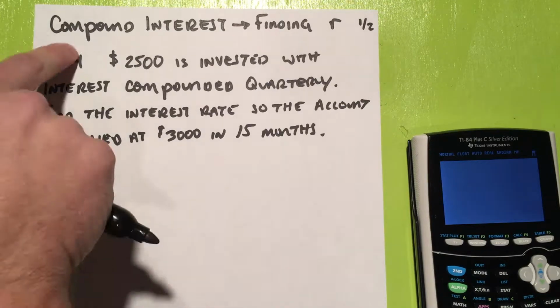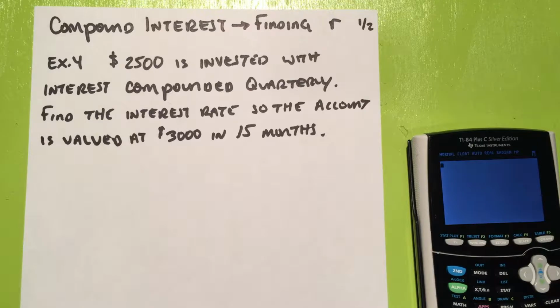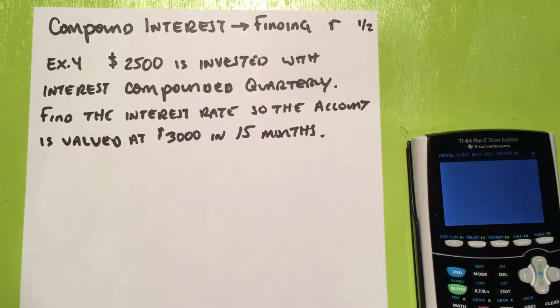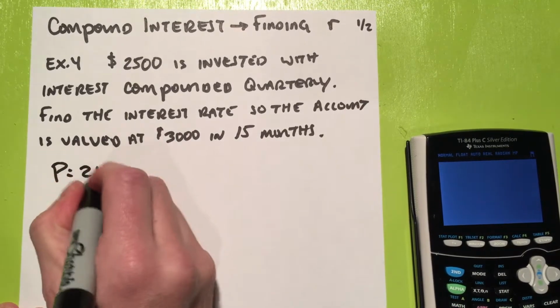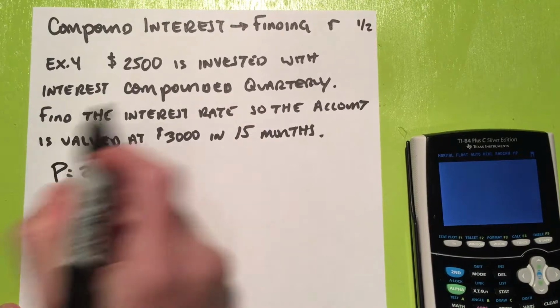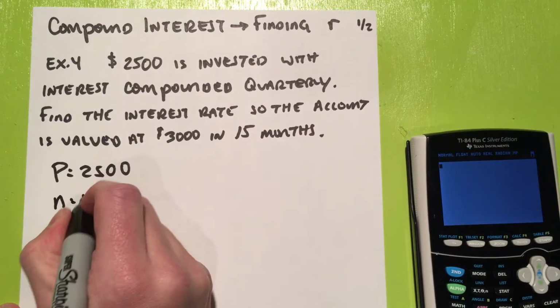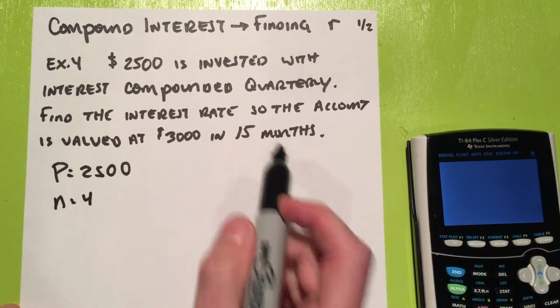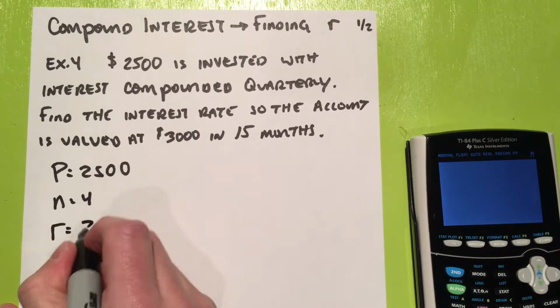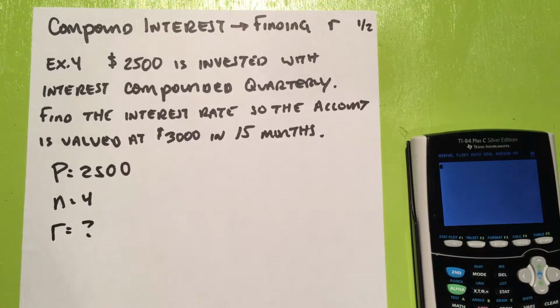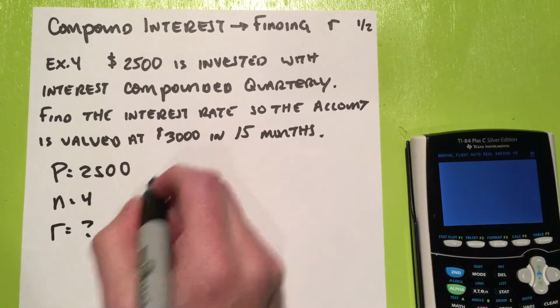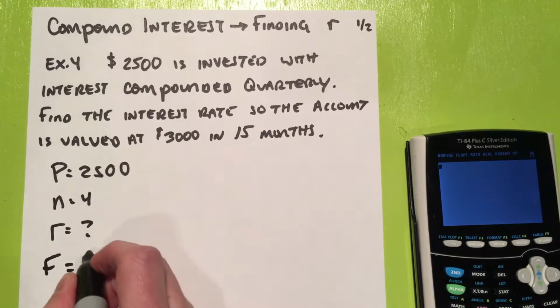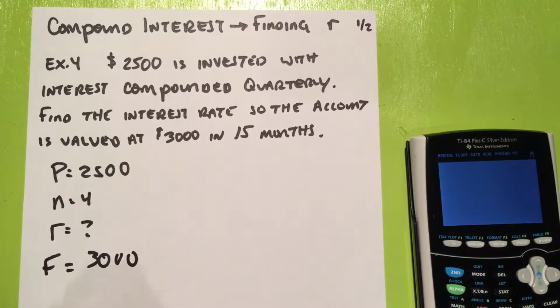Say we have, now this goes with example number 4 off of the notes sheet that is on Google Classroom from Friday. Just carry on with that. $2,500 is invested, so we've got a principal of $2,500. Compounded quarterly, that tells us the n value is 4. Find your interest rate, so that cues me in. I need to solve for the interest rate because it says solve for the interest rate. We've got a value of $3,000. There's our F of $3,000 after 15 months.